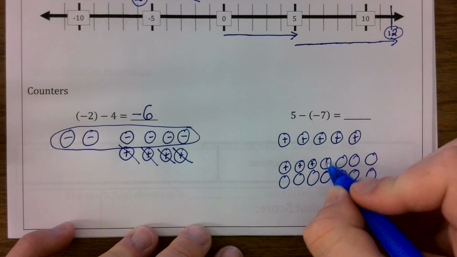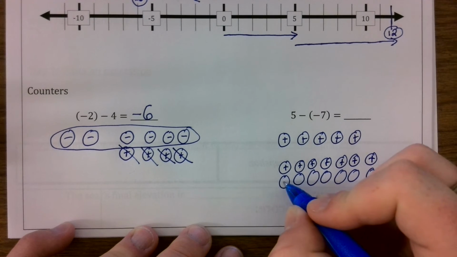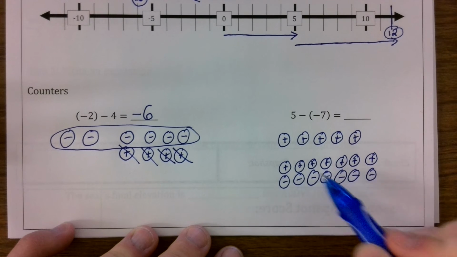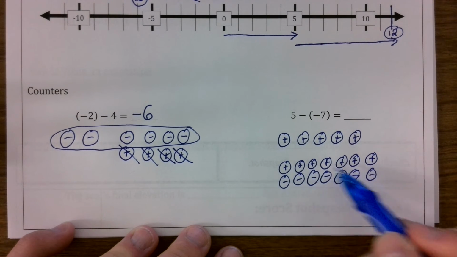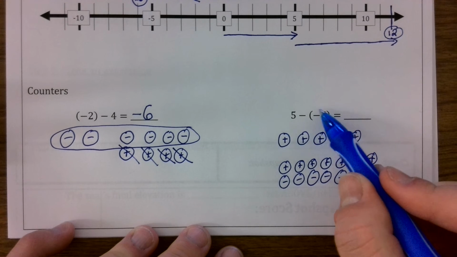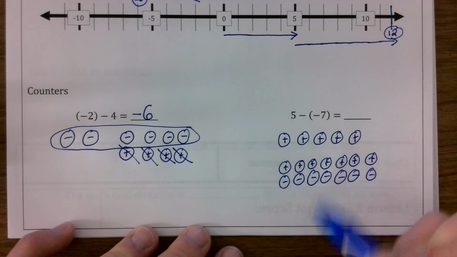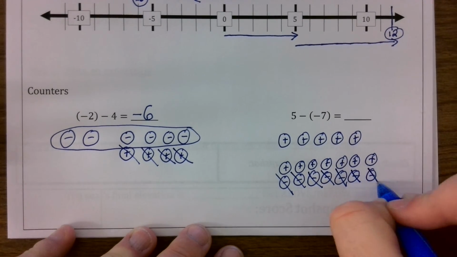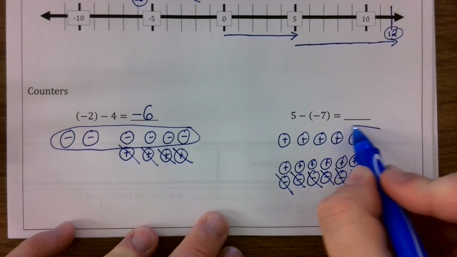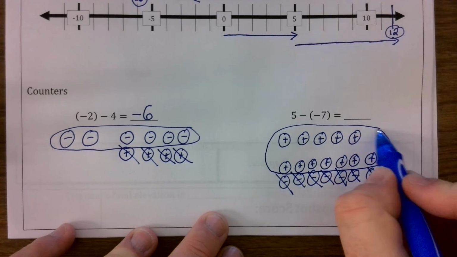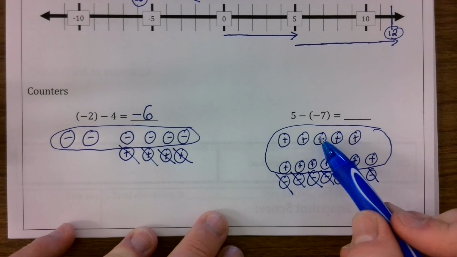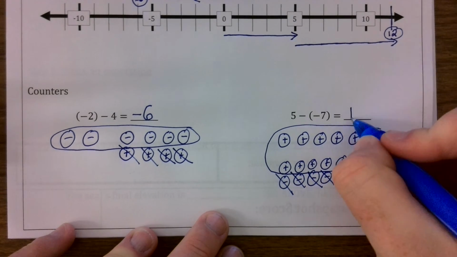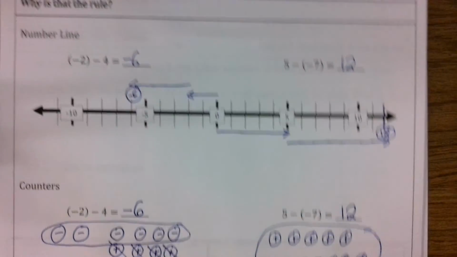Now I got to make all the top ones positive and all the bottom ones negative. And it doesn't matter if you put negative on top or positive on top. So here's my 7 zeros, because they cancel each other out right now. I'm going to take away the 7 negative ones. So 1, 2, 3, 4, 5, 6, 7. And now I'm just left with all of these positives. 1, 2, 3, 4, 5, 6, 7, 8, 9, 10, 11, 12, and they're all positive, just like we got on our number line.